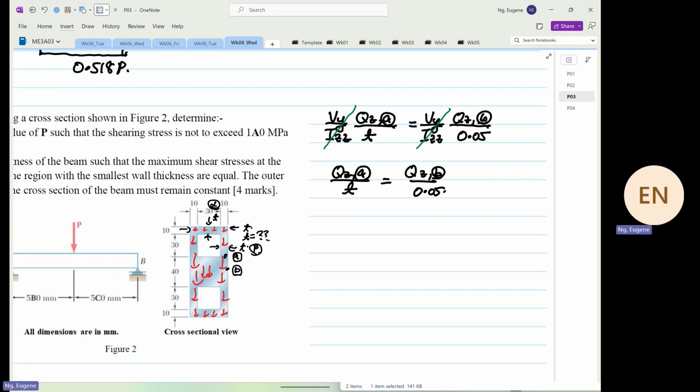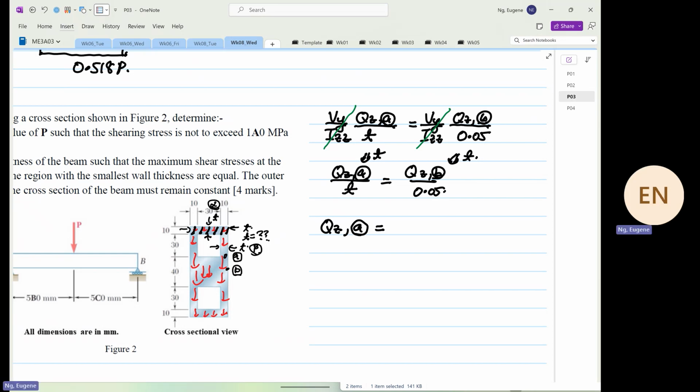Where the problem comes now is Qz is dependent on T. Qzb is also dependent on T, yes or no? Right? The only part that is not affected by T is where? Is this top part. Right? Okay. Now we are going to find Qz at point A.